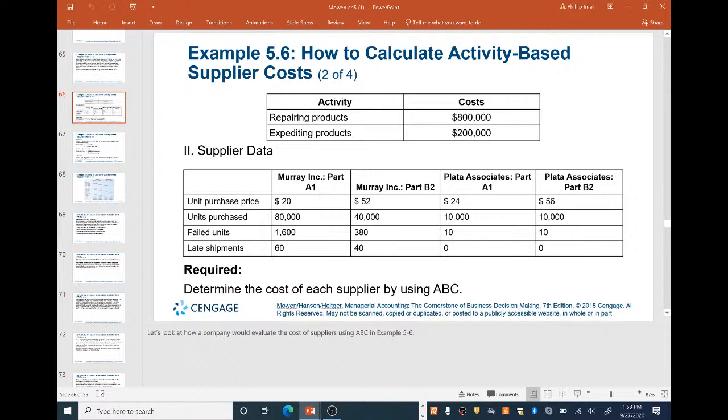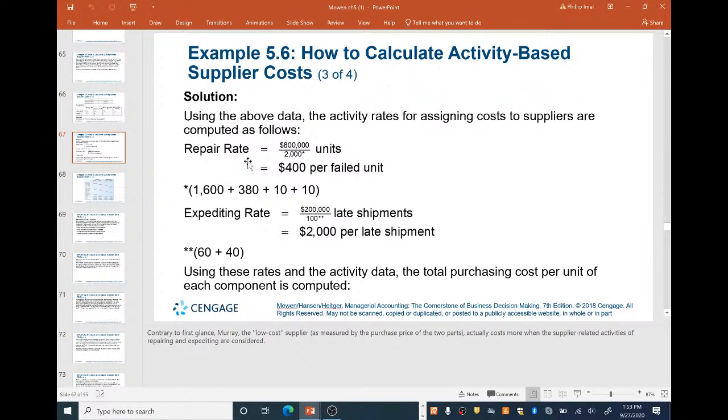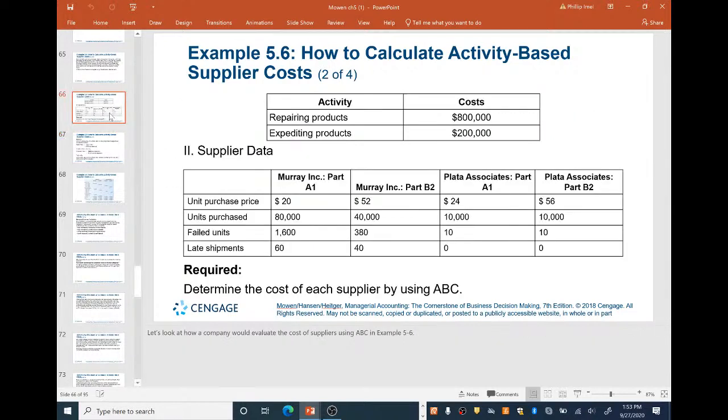Notice that we're including all units, both Part A1 and Part B2 from both companies, both Murray and Plata, not just from one or the other. We're including them from both in order to get the overall repair rate, because that's our two suppliers. So we're calculating it based upon our normal operations between the two suppliers. Remember, your denominator is based upon all the failed units from both different suppliers.